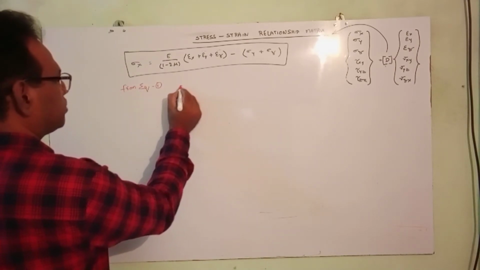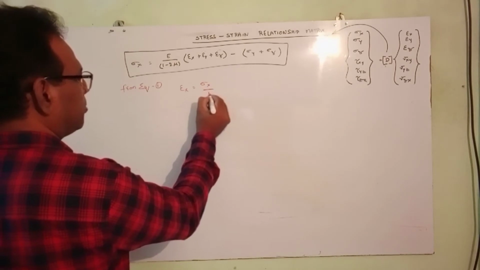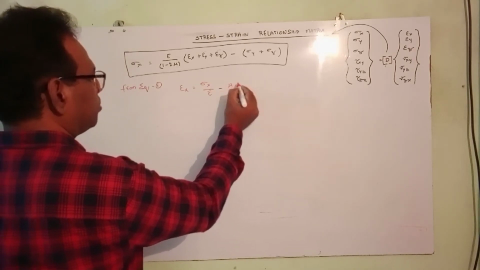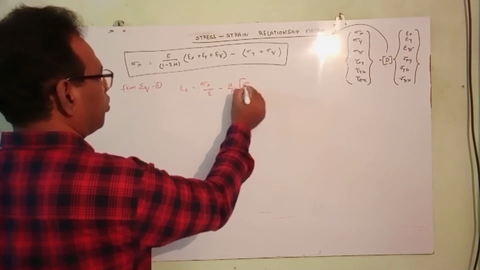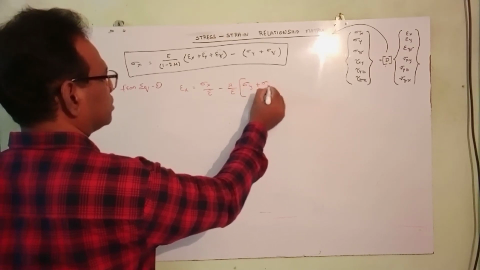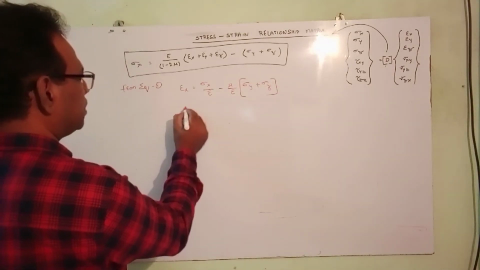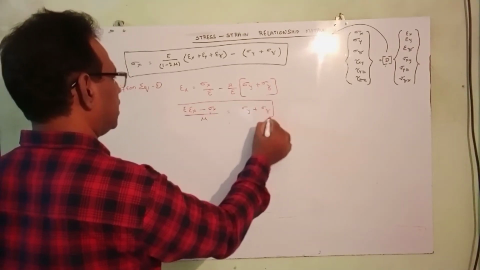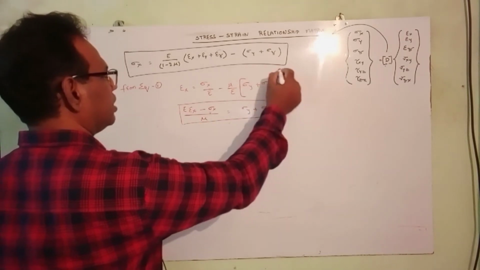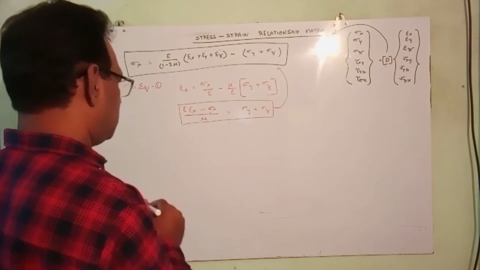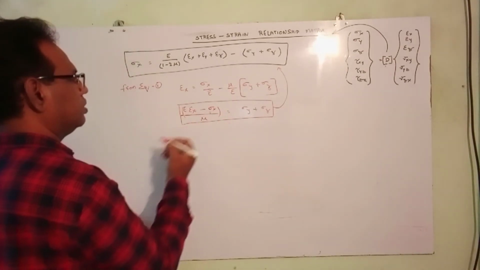so equation 1: epsilon x equals sigma x by E minus mu by E into (sigma y plus sigma z). This is the equation. Now in order to replace this one, I am taking this and substituting in this equation. So this is the negative of this one.